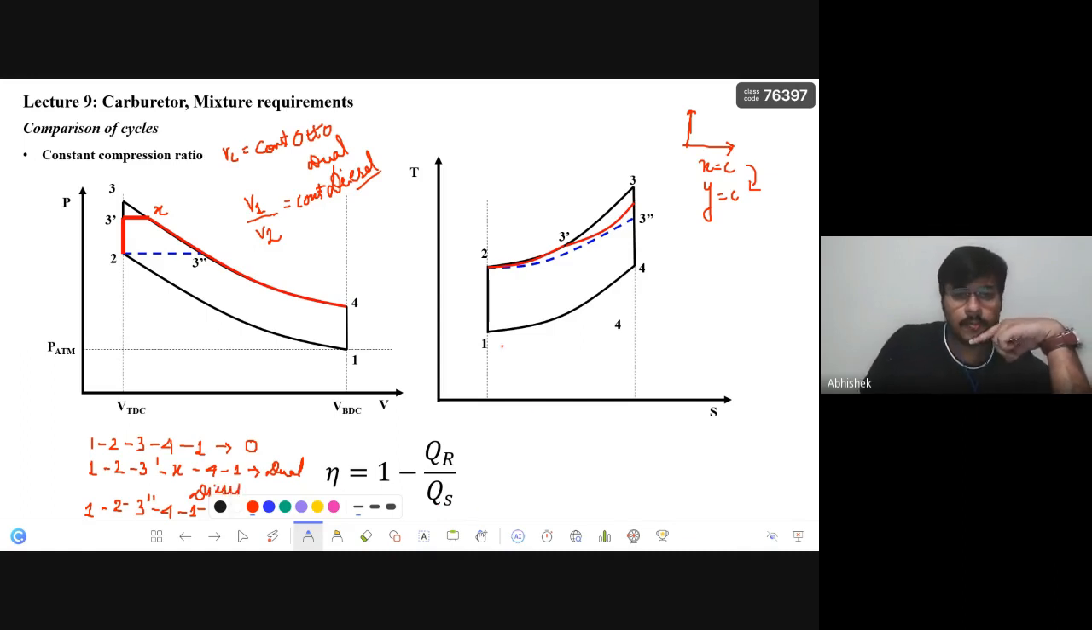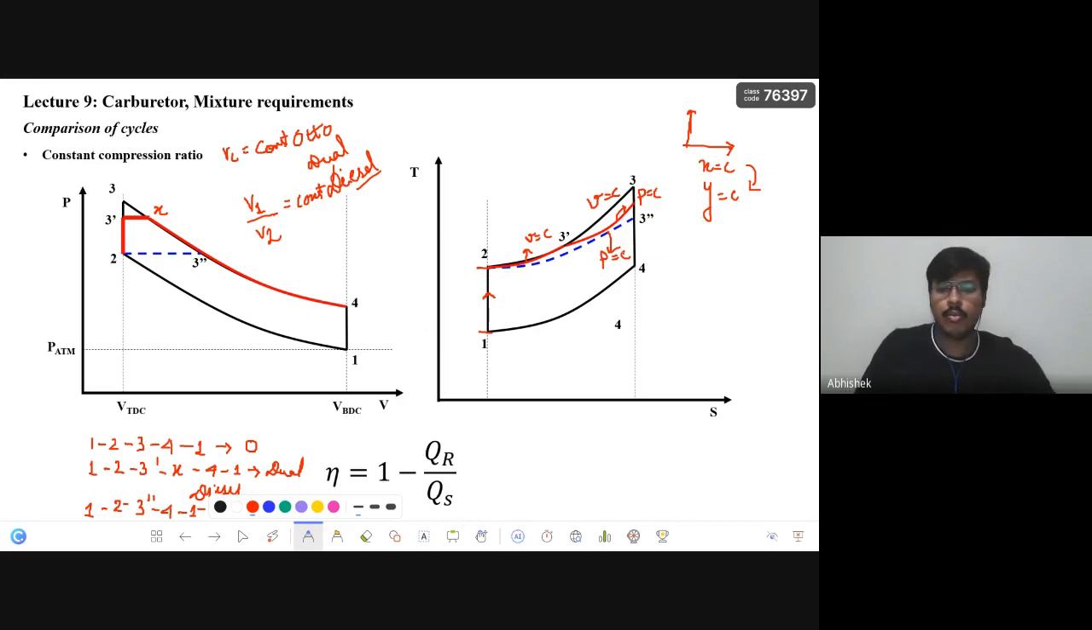Okay, and this is its TS plot. In the TS plot, 1 to 2 is same for all. We know that there is a constant compression ratio, so 1 to 2 will be same for all, but the heat addition process will be different for everyone. So 2 to 3 is constant volume. Black one is constant volume. Red one is split into 2: this is constant volume, this is constant pressure. And this one is the diesel cycle, which is constant pressure. Rest all everything is same.